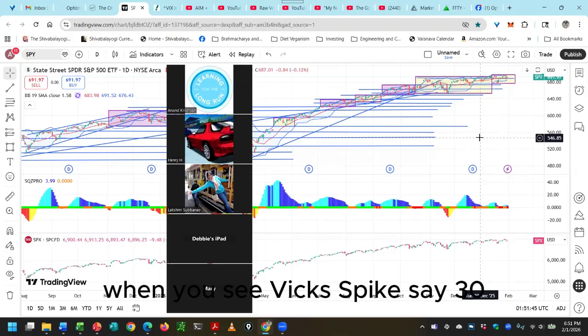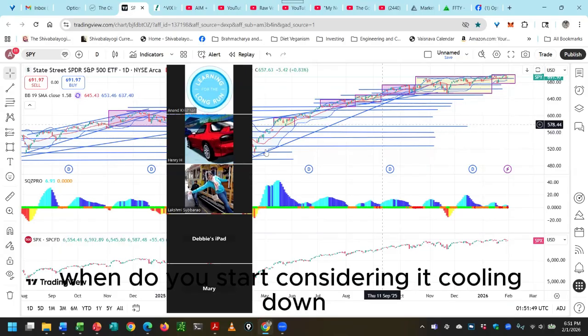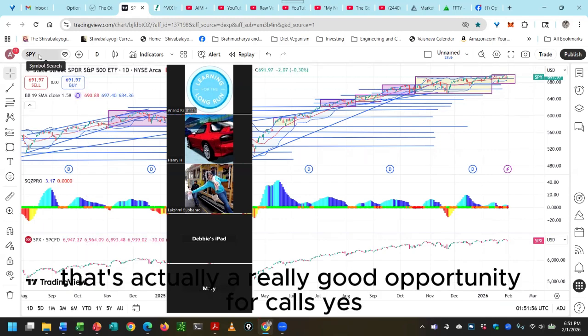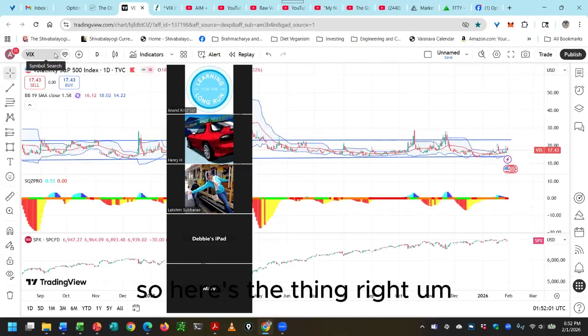And for VIX, when you see VIX spike, say 30, 40, when do you start considering it cooling down or back to normal? Because that's actually a really good opportunity for calls. So here's the thing.